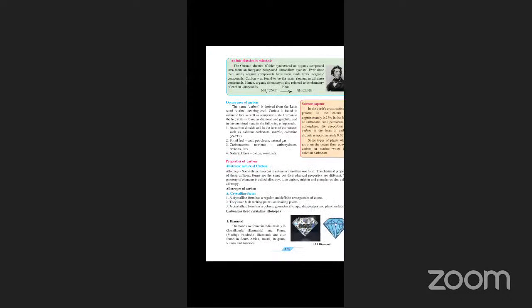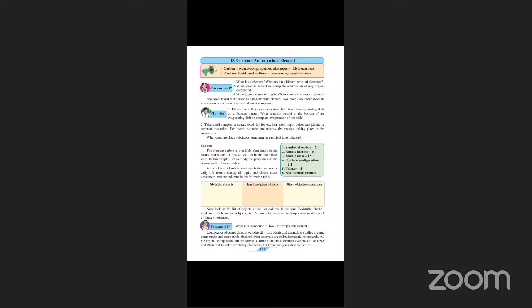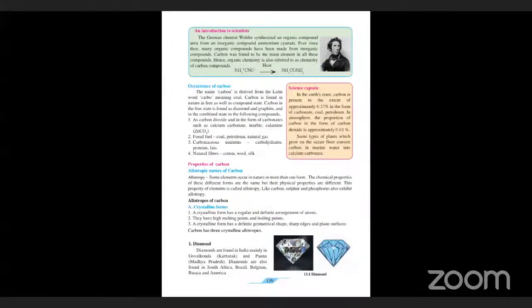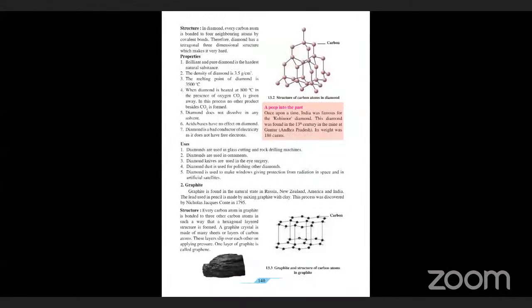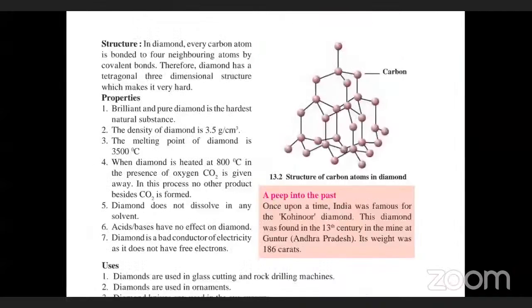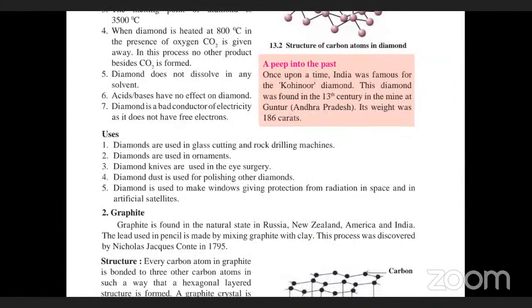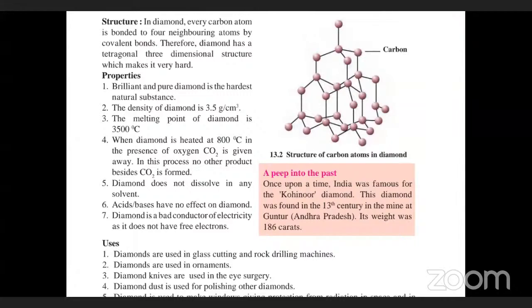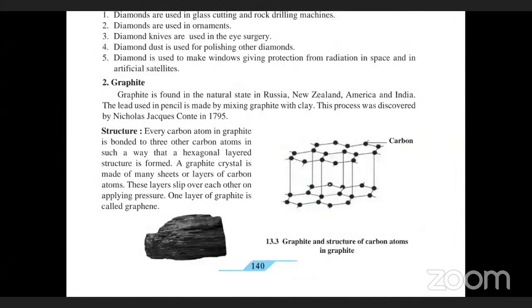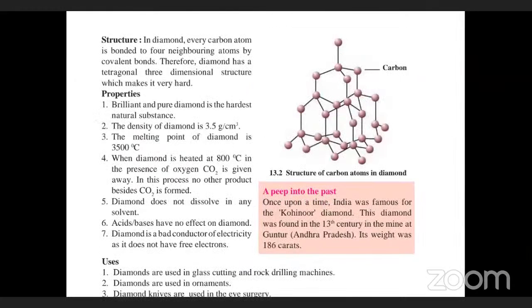So we have started with this chapter, Carbon and Its Compounds, yesterday. We have completed till diamond. We studied about the structure, properties, and uses of diamond, how carbon atoms are connected in diamond. Each carbon atom is tetrahedral, surrounded by 4 carbon atoms. Have you understood this part? Any doubt here?